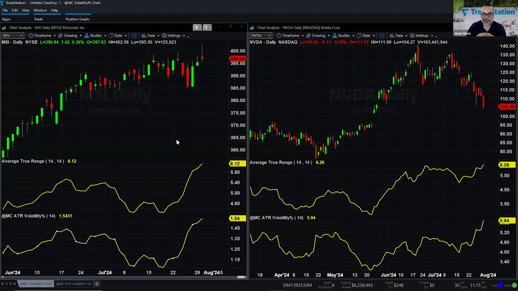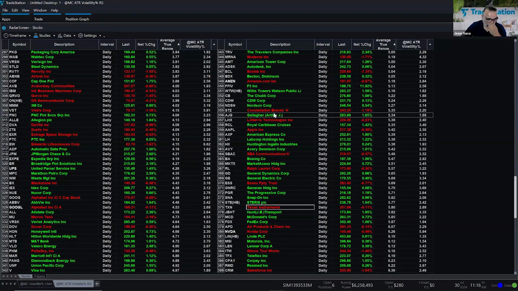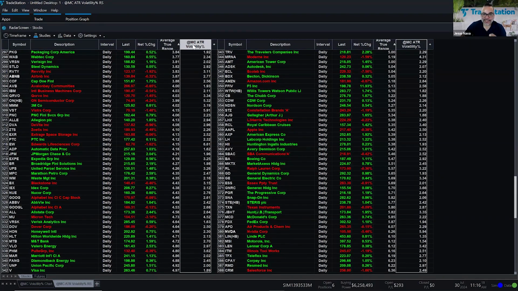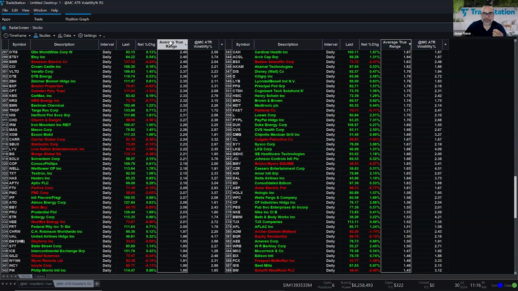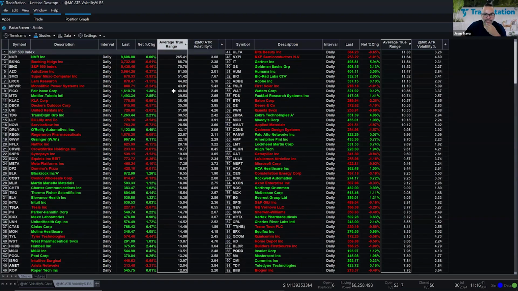So which securities are moving the most? If we were to do any type of scanning, we can rank and sort these securities by their ATR volatility percentage. Let me go over here to this second workspace, also provided with the zip folder. It has this column added, which is the custom study, the @MC ATR volatility. It has the average true range as well. So if you wanted to see which of these securities was moving the most, not percentage-wise, but net, you can double click on average true range and it'll sort the securities in descending order.